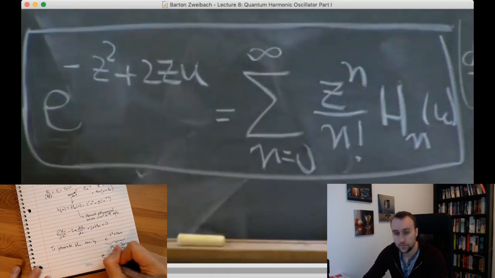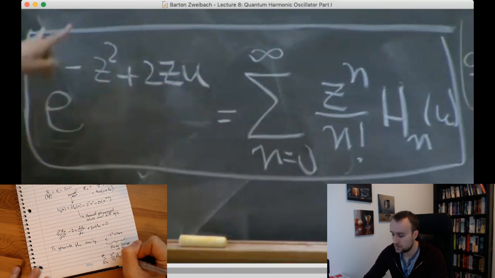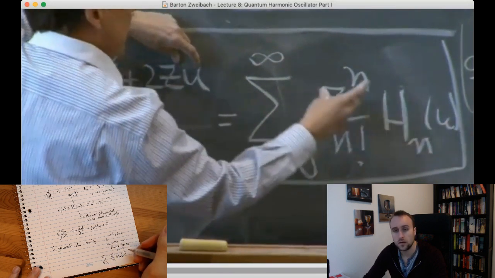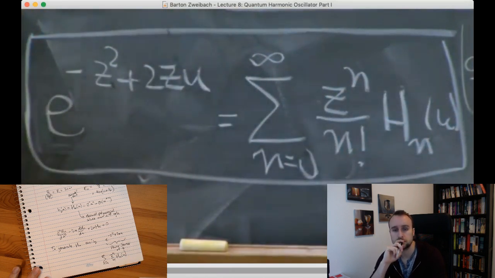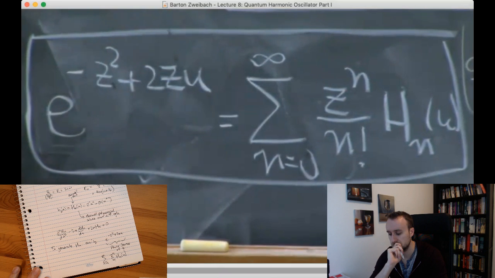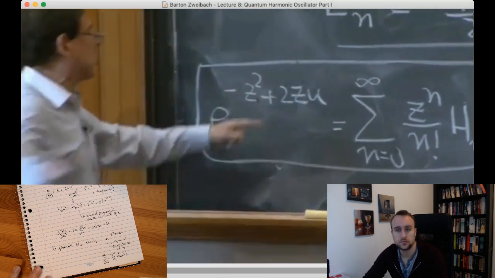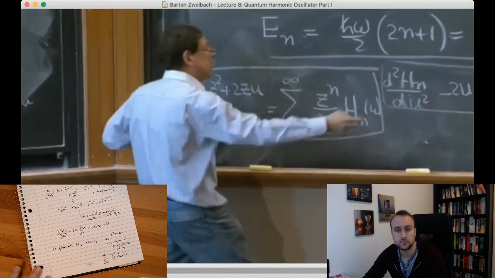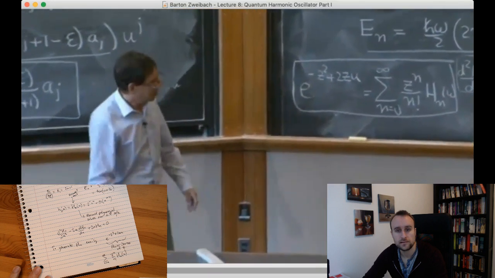So you can use your Mathematica program and expand this in powers of z, collect the various powers of u that appear with z to the n, and that's hn. It's the most efficient way of generating hn. And moreover, if you want to play in mathematics, you can show that such definition of hn satisfies this equation. So it produces the solution.